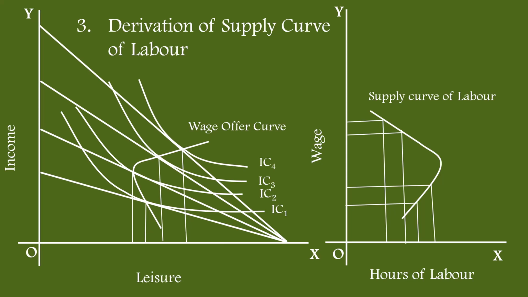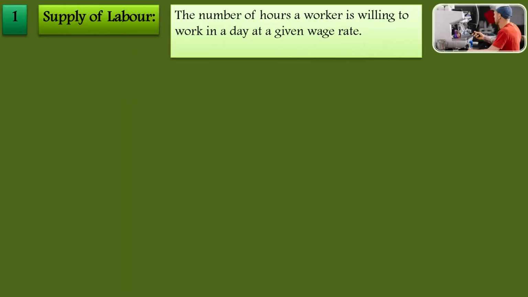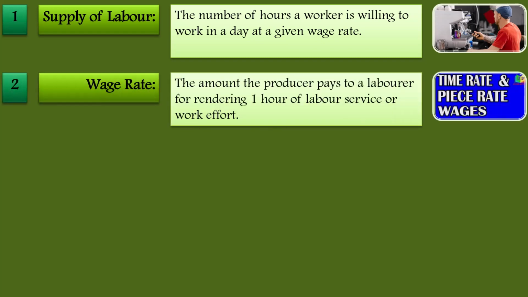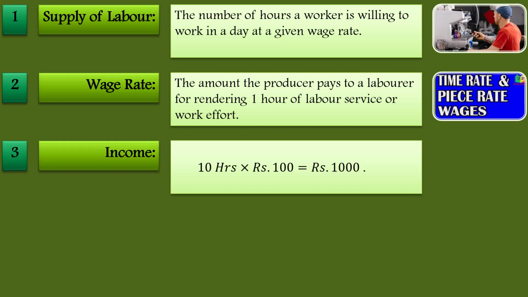To begin with, let us see the meaning of a few concepts which are going to be used in our analysis. 1. Supply of labor. We mean the number of hours a worker is willing to work in a day at a given wage rate. 2. Wage rate is the amount the producer pays to a laborer for rendering 1 hour of labor service or work effort. 3. Income is the product of wage rate and hours of work.